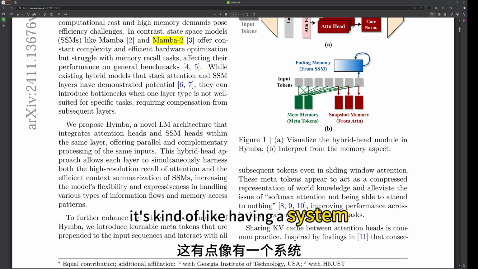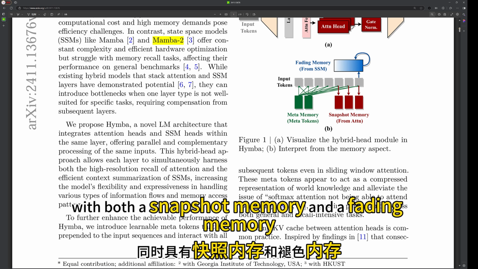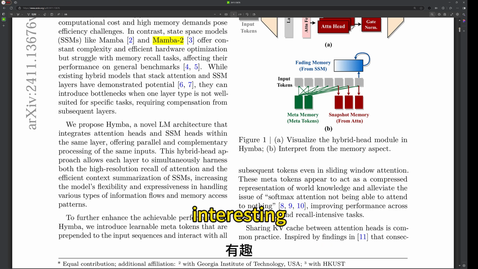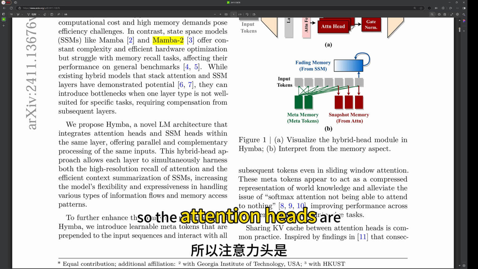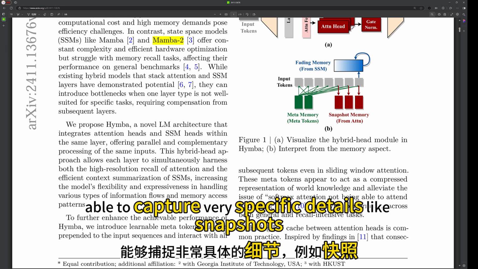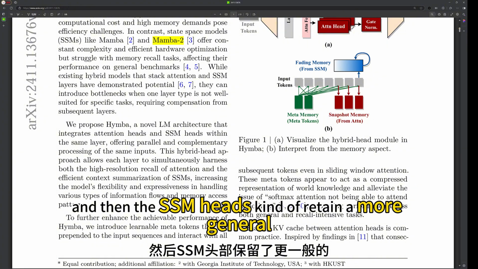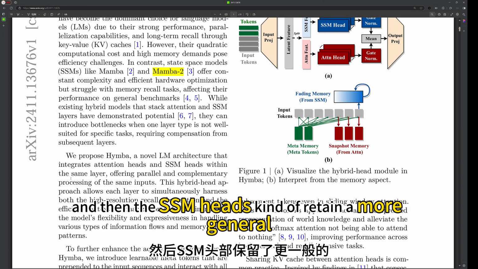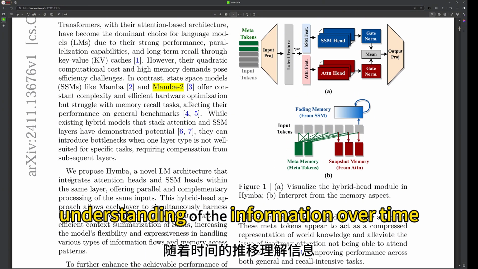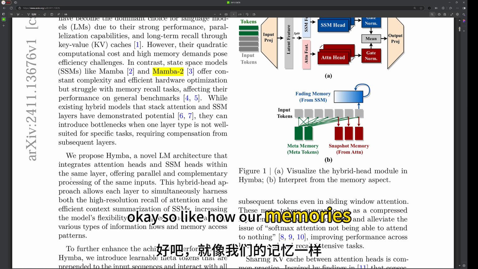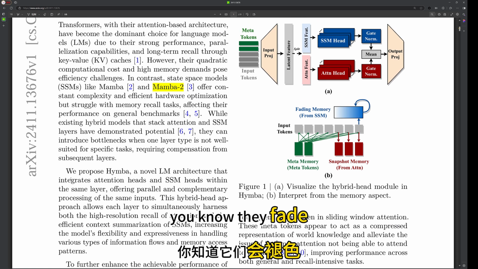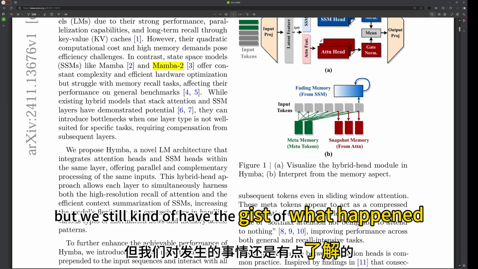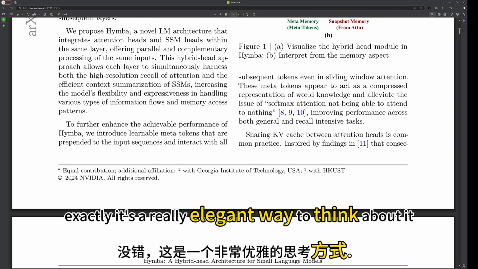It's kind of like having a system with both a snapshot memory and a fading memory. Interesting. So the attention heads are able to capture very specific details, like snapshots. And then the SSM heads retain a more general understanding of the information over time. So like how our memories fade, but we still kind of have the gist of what happened. Exactly. It's a really elegant way to think about it.